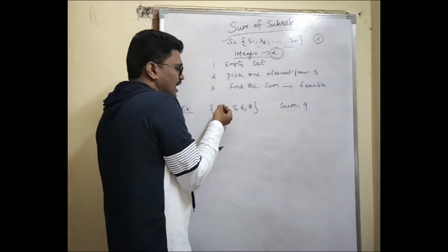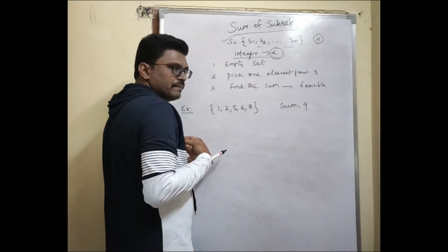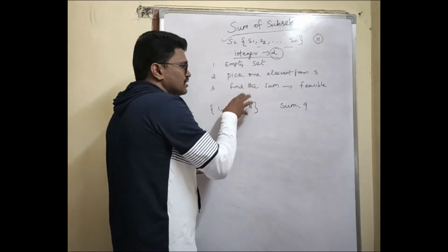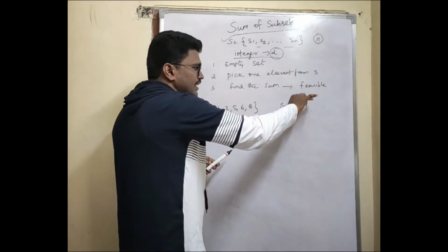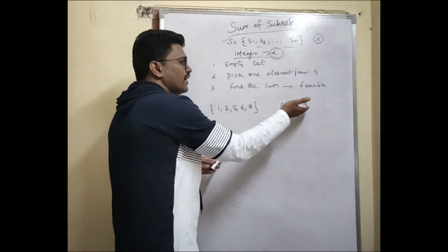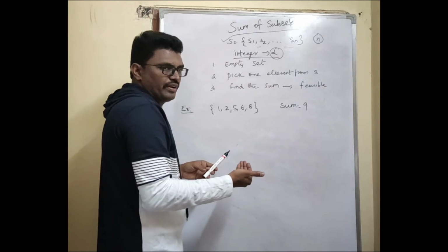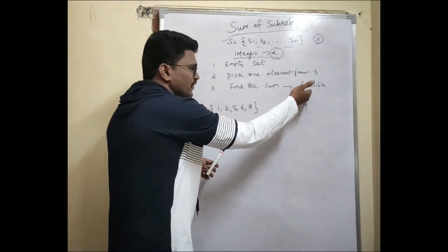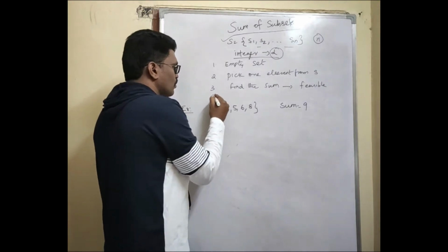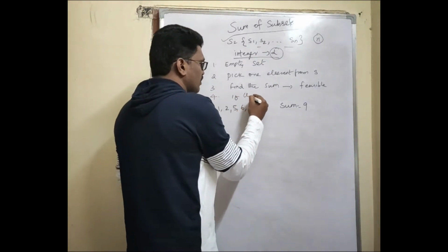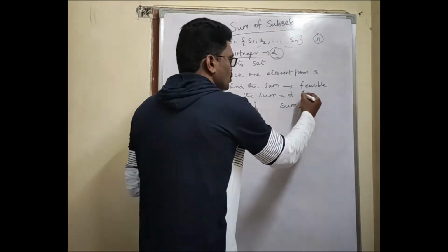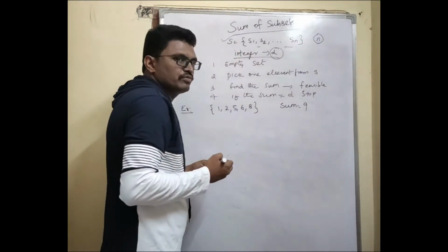That is, if I take one element and add it to the set that I have formed, and the sum of the total set exceeds 9, it is not a feasible solution. If it is less than 9, it is a feasible solution. If it is feasible, we proceed further and repeat the same step. If the sum is equivalent to d, the given number, we stop. That is our optimum solution.